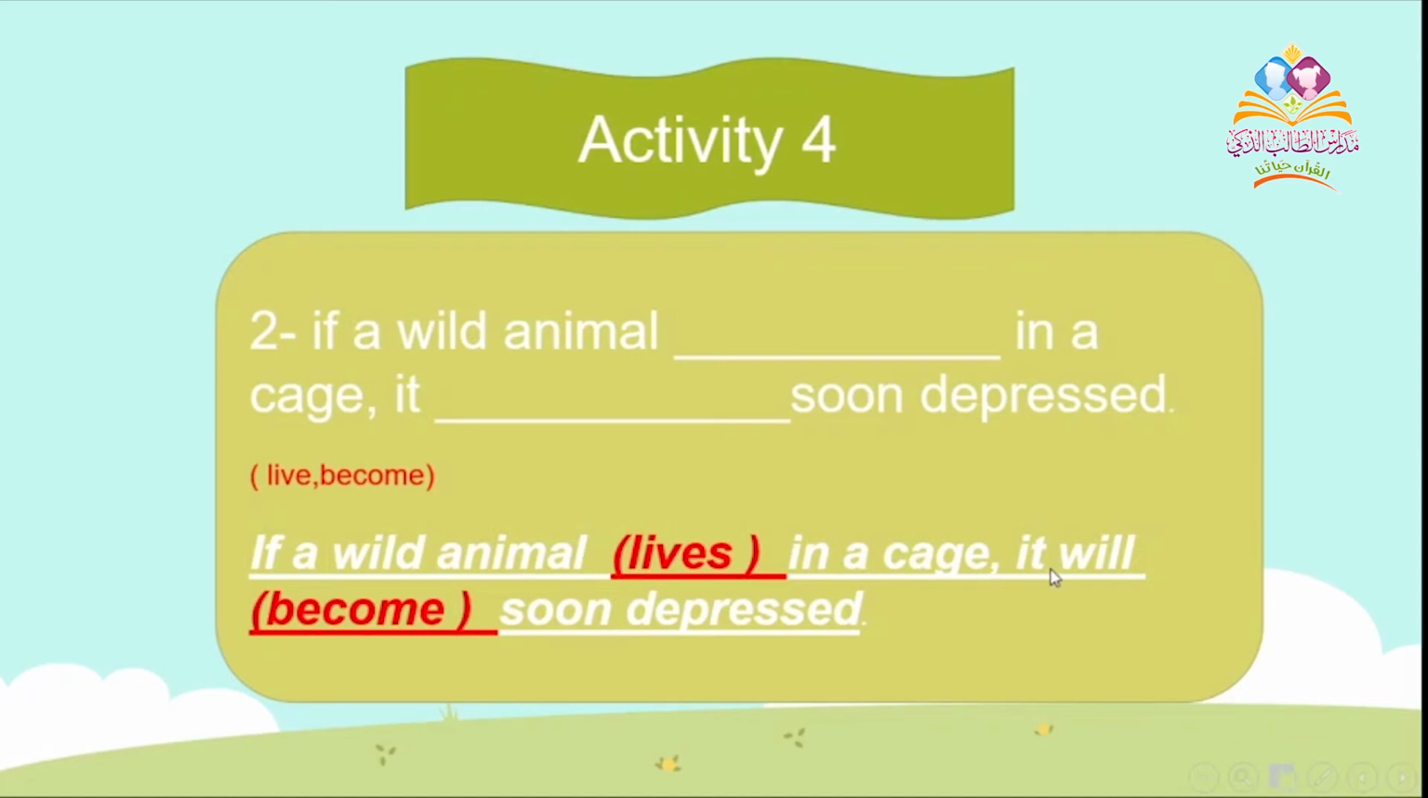In a cage, it will, after will, here, become. We want to put it. We have agreed that if is followed by present simple, then in the second gap, shall we put become? Yes, it will become. After if, here we should have present simple. In the second sentence, we should have future. Will become. Thank you. You are so smart student.